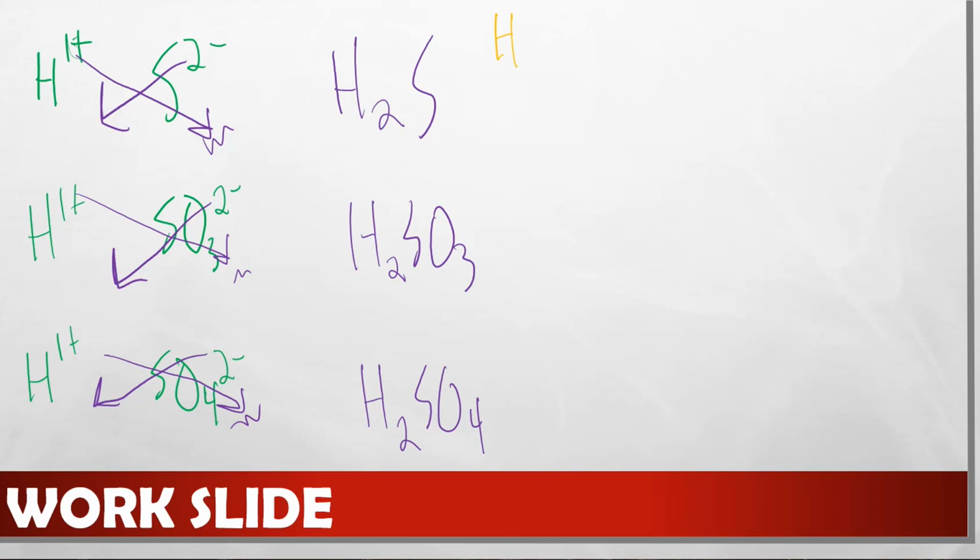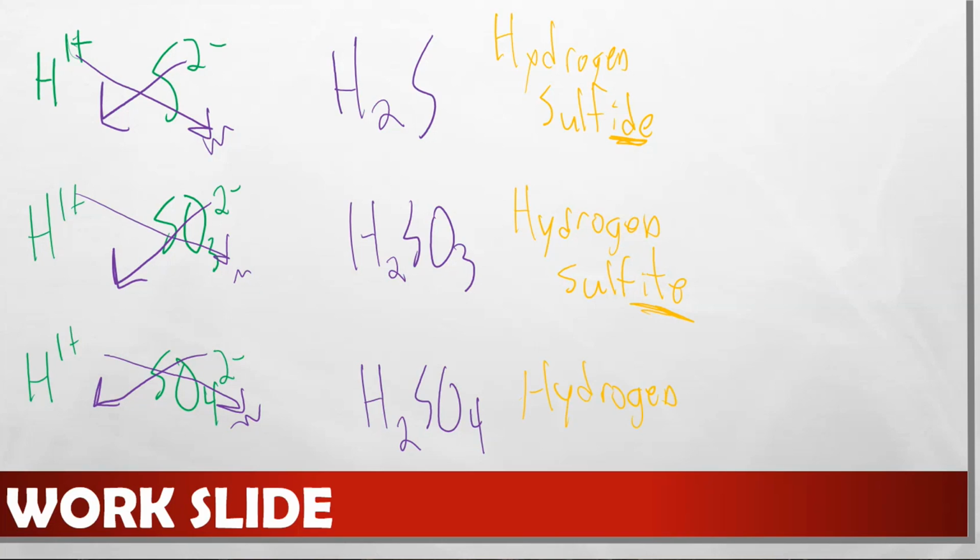then this first one is hydrogen sulfide. Notice ide. The next one is going to be hydrogen sulfite. And the last one is going to be hydrogen sulfate. All right. Now we convert them to their proper acid name.